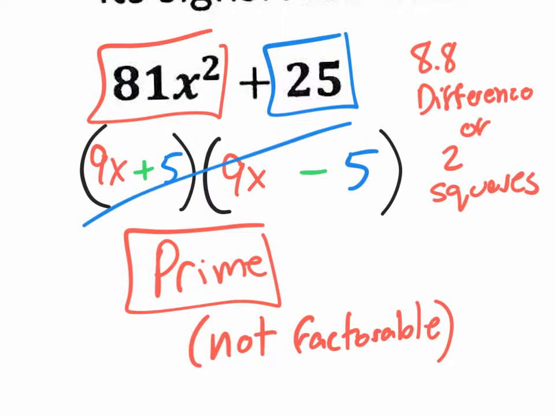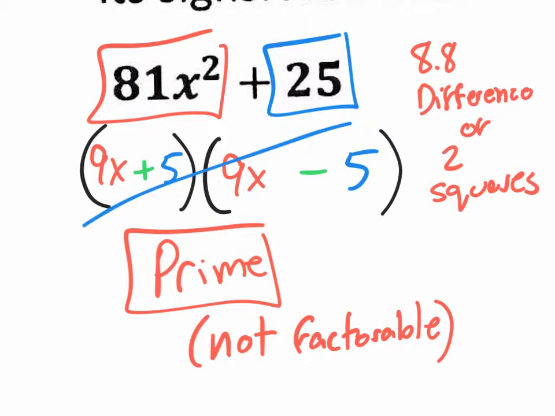Again, the shortcut only works if you have a difference of two squares. If you had a minus sign between these two perfect square terms, then yeah, you could put a 9x, a 5, a 9x, a 5, one plus, one minus, and that would give you the minus 25, but there would be no middle term. But right here, because it's a plus, that messes everything up.